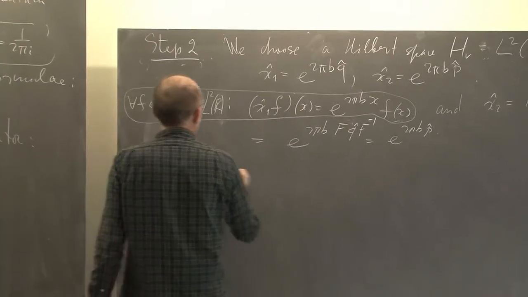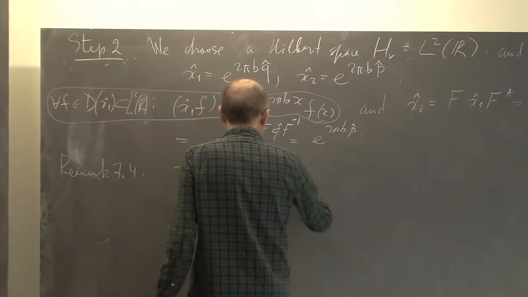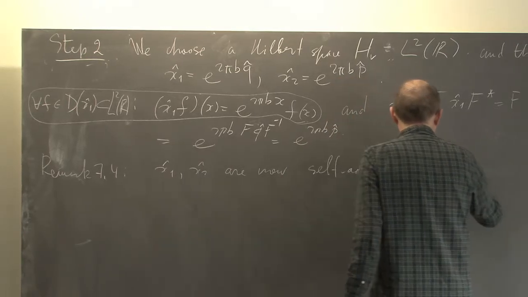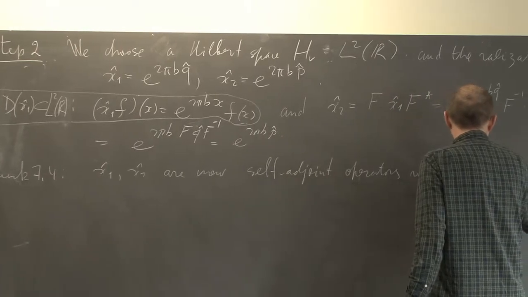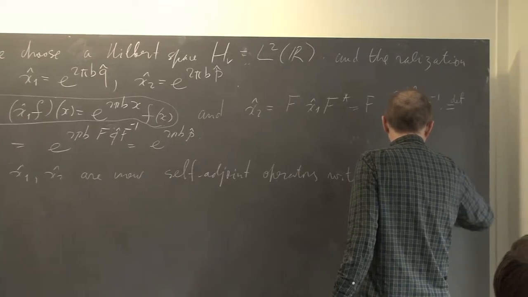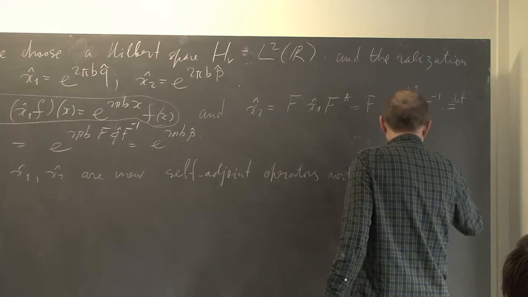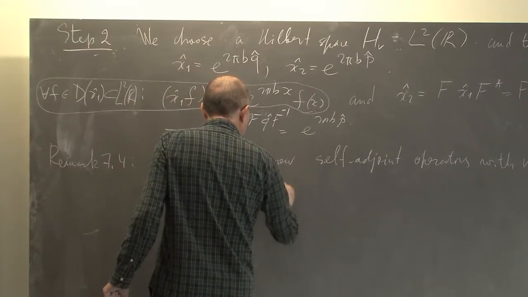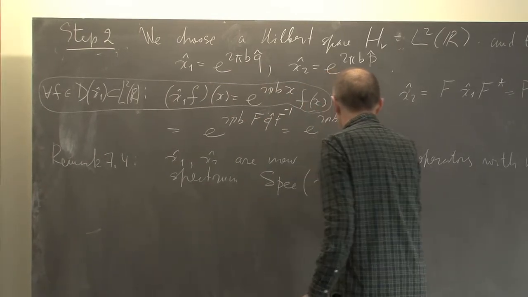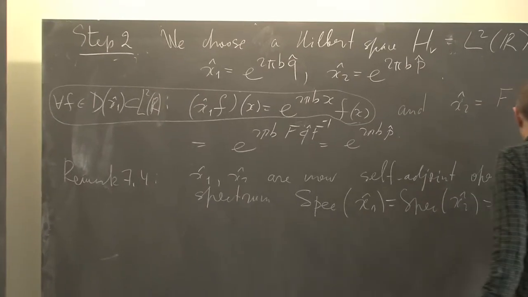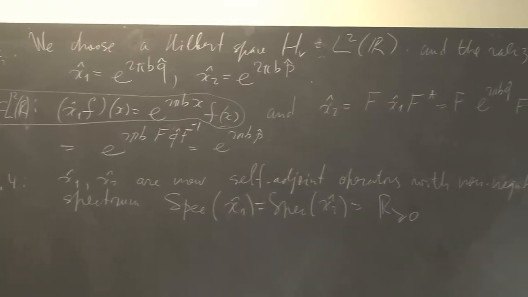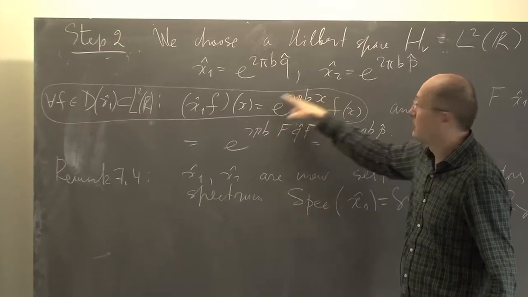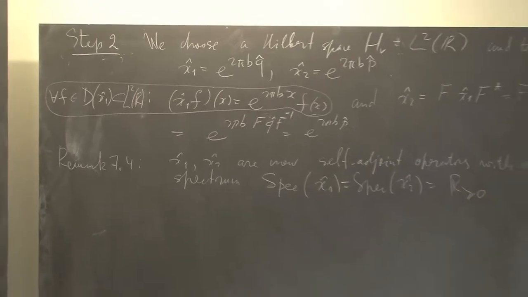These two operators are now well defined, and the remark is, remark 7.4: X1 hat, X2 hat are now self-adjoint operators with a non-negative spectrum. The spectrum of X1 hat is equal to the spectrum of X2 hat, equal to the positive half axis. Why is it so? Because the spectrum of Q is the whole real line, and now we see that the exponential takes exactly the whole positive part of the real axis.